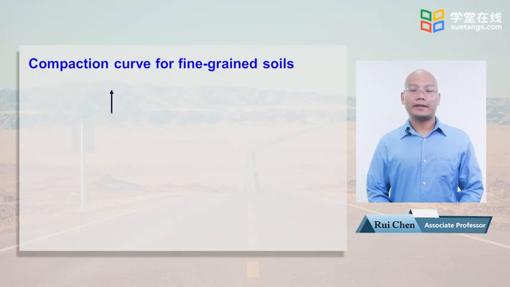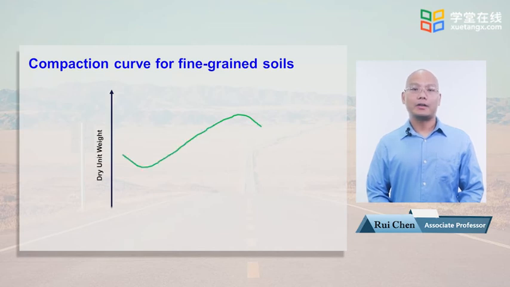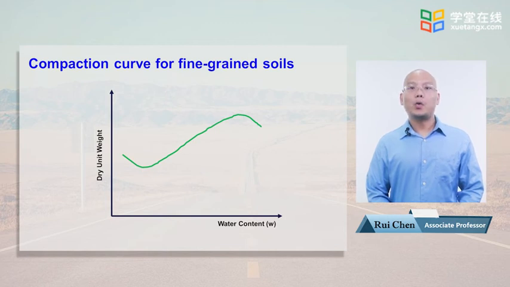Compaction curve for sand is presented in this slide. For coarse-grained soils, the dry unit weight has a general tendency first to decrease with increasing water content and then increase to a maximum value with further increase of water content. The initial decrease of dry unit weight with increase of water content is due to the capillary tension effect. At lower water contents, the capillary tension in the pore water inhibits the soil particles to move around and be compacted densely.